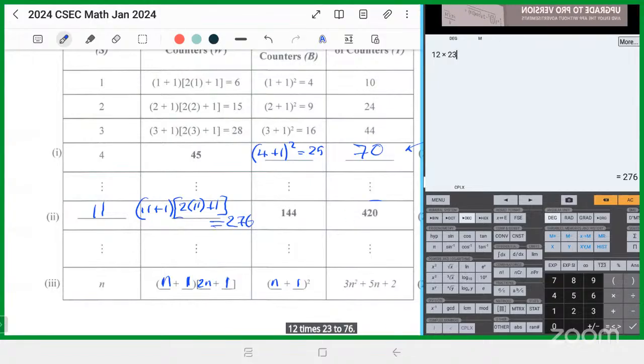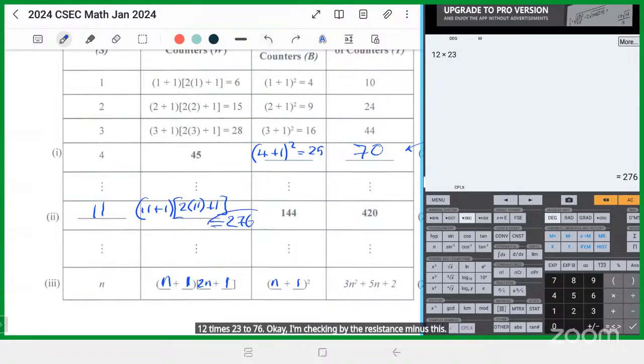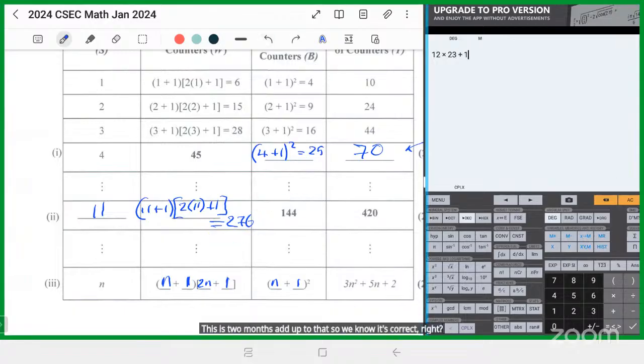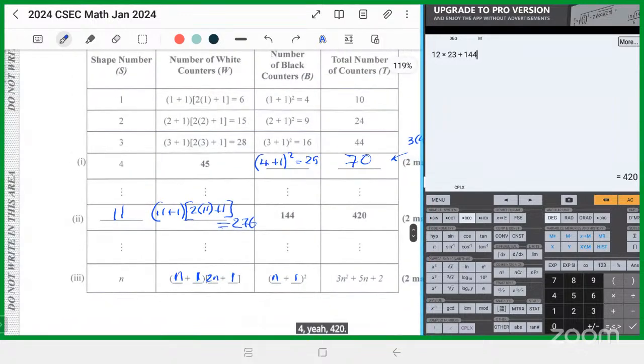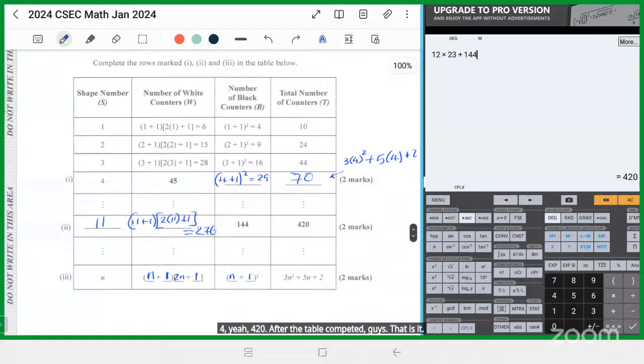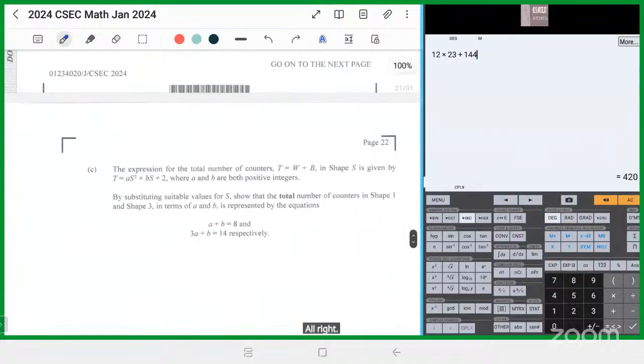We can check it by doing this minus this. Now these two must add up to that, so we know it's correct, right? 276 plus 144, yeah, 420. That is the table completed, guys. That is it. 1 mark for each value. All right, anything else? Yes.